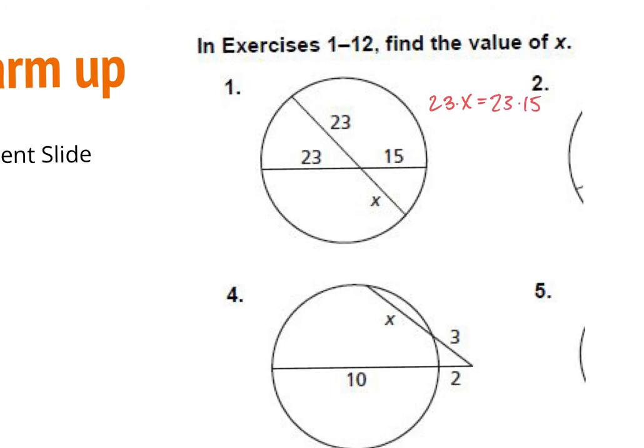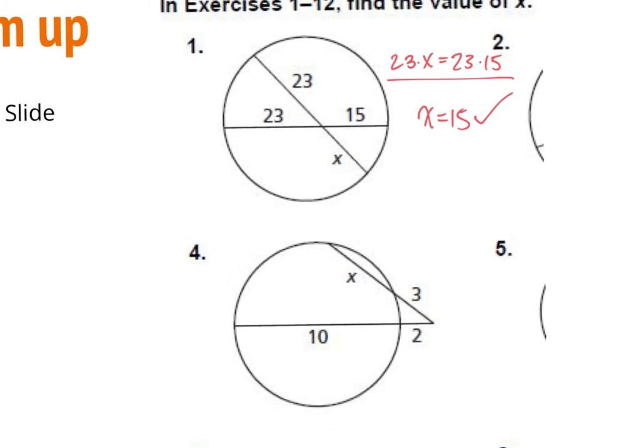Do you guys notice something? What does x have to be? 15. Do you see that? Because in order for these to be the same, x needs to be equal to 15. So you can just stop right here and write, okay, x needs to be equal to 15. So that one's good. As long as you wrote down this step, I'm good with it. Are we cool? All right.